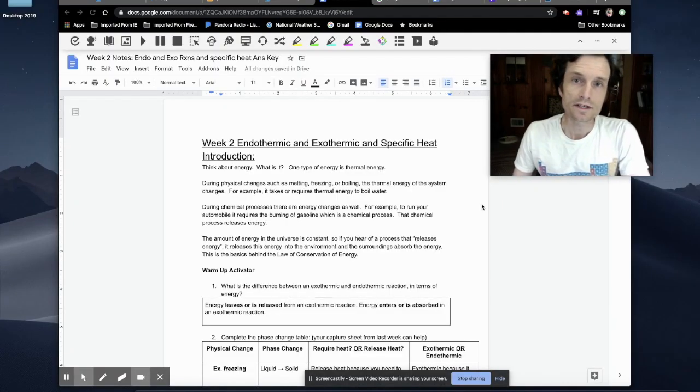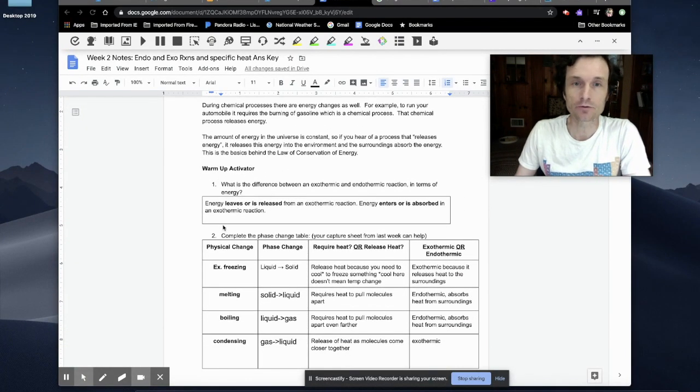Hello, students. To explain endo and exo, we're going to review a little bit from last week, and we'll begin right here in the activator, which talks about exo and endothermic. Exo, think of it as exit, heat leaving, and endo, entering. Simple as that. But it requires you to think a little deeply when it comes to specific reactions.